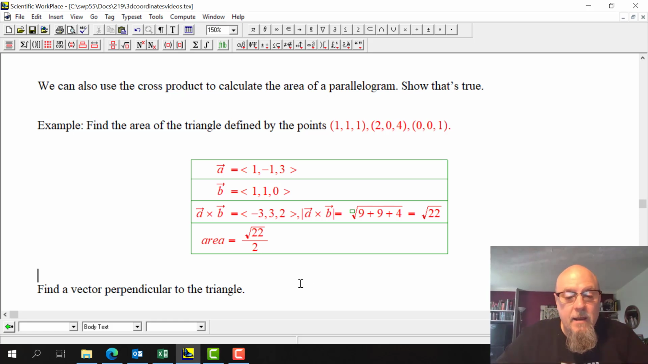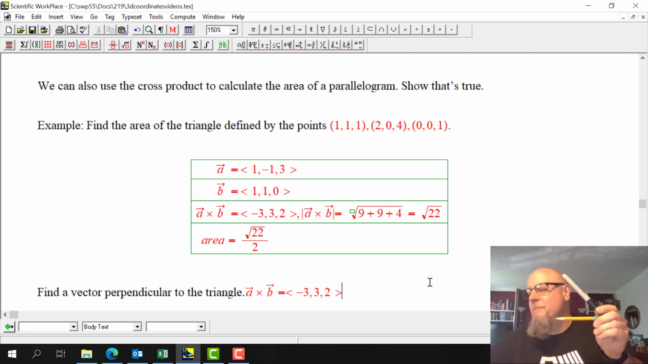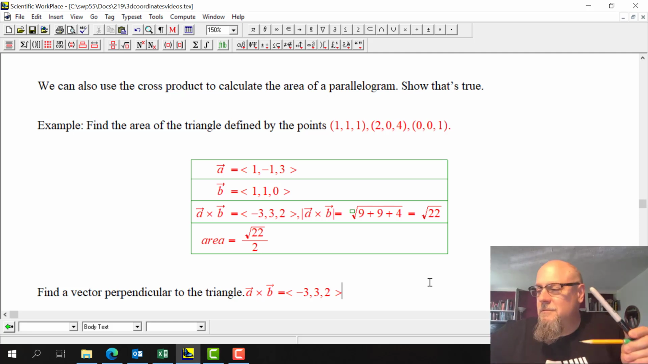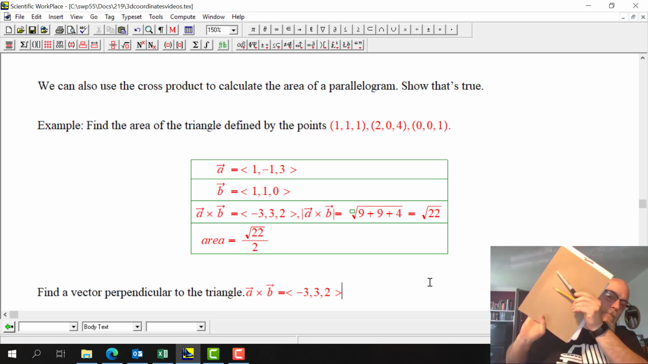We already have that. We made that as we went. There's our vector perpendicular to the triangle. It's also, a little bit of foreshadowing, if it's perpendicular to the triangle defined by those two vectors, it's perpendicular to the plane that that triangle lies in as well.